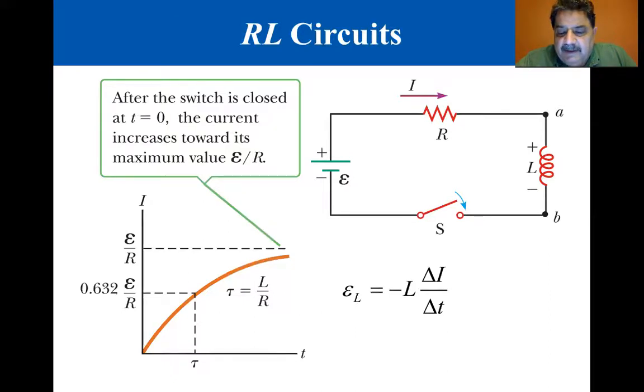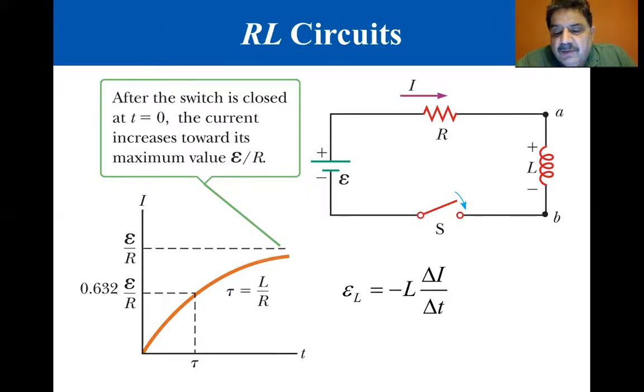The top right figure shows a circuit consisting of a resistor, an inductor, and a battery. Let's suppose the switch is closed at t equals 0. The current begins to increase, but as you know, the inductor produces an EMF that opposes the increasing current. As a result, the current can't change from 0 to its maximum value instantaneously. Our equation shows that the induced EMF is a maximum when the current is changing most rapidly, which occurs when the switch is first closed.